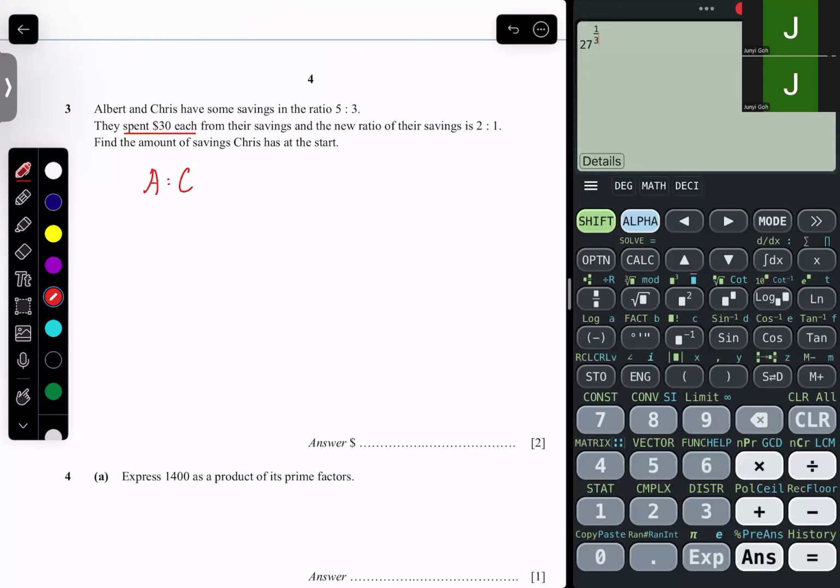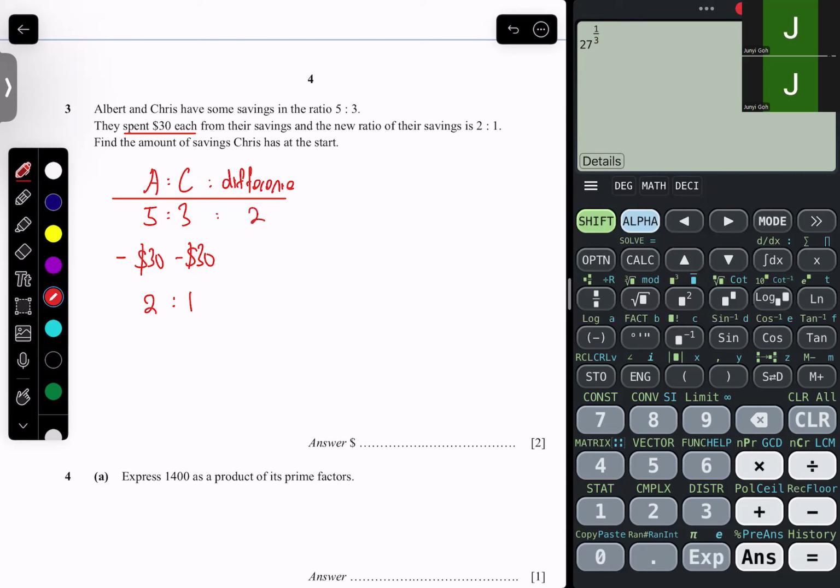So I'm going to go through a primary school method. This is 5:3. So they each minus $30, and then the ratio became 2:1. The underlying concept lies in their difference. Since they both minus the same amount, their difference remains the same.